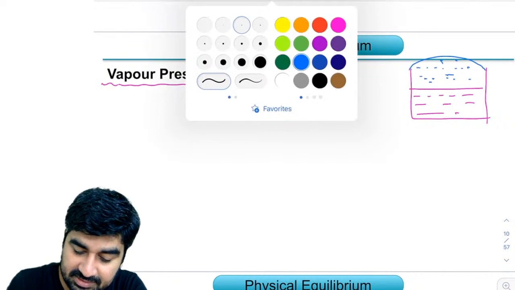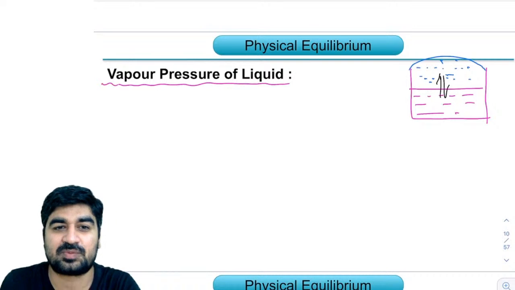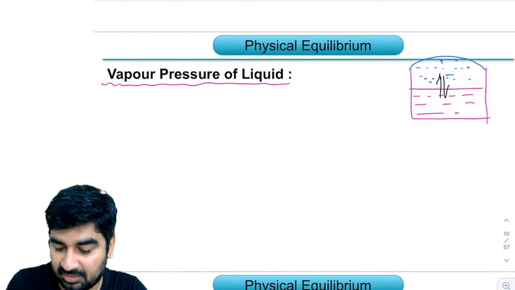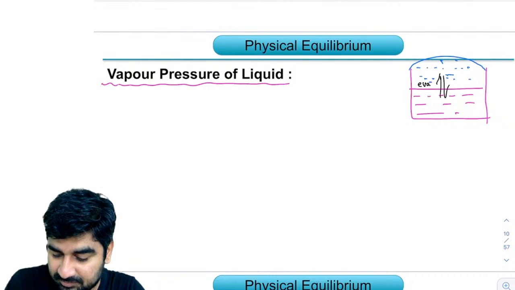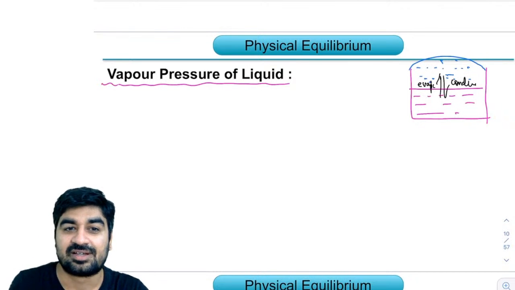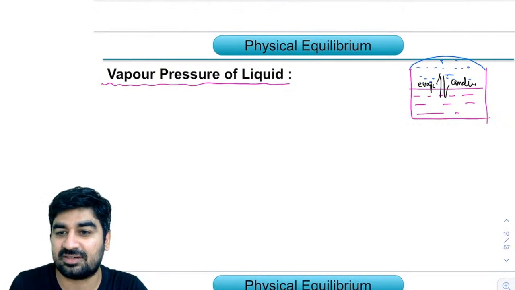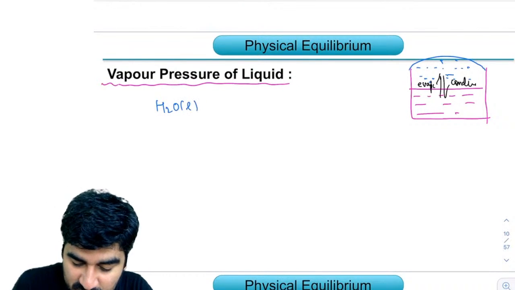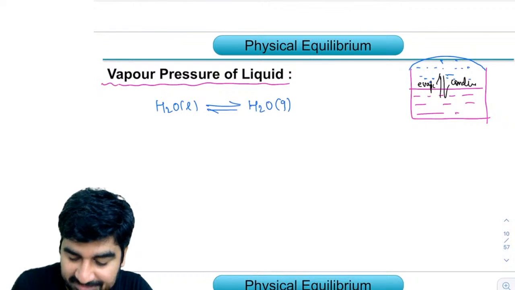So ultimately a stage will be reached when your water and vapors will be in equilibrium, guys. And when they are in equilibrium, you can say the rate of evaporation will become equal to the rate of condensation, right? And in such a scenario in chemistry, if I'm taking H2O liquid and it is converting into H2O gas.